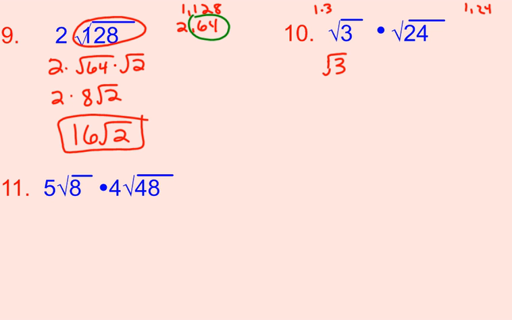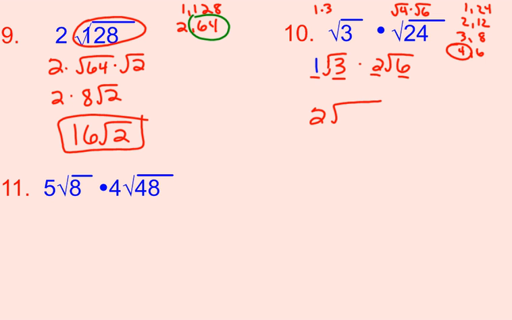1 and 24, 2 and 12, 3 and 8, 4 and 6. 4 is a perfect square. So I can rewrite 24 as the square root of 4 times the square root of 6, which would make this 2 root 6. Now when I multiply the numbers together, what I do is I multiply the outside numbers, and there's nothing out here, so this is really a 1 out here. So I'm going to take this 1 times 2 and get 2, and then 3 times 6 and get 18.